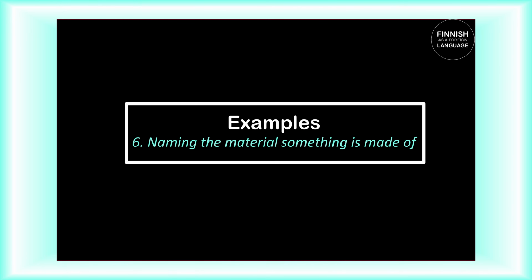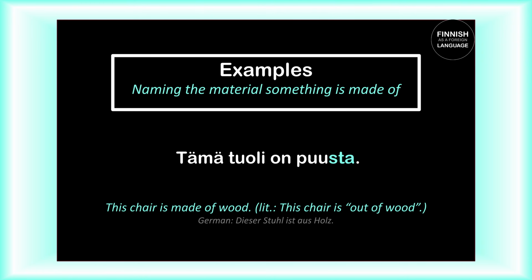Alright, next situation, expressing the material something is made of. Here's one example. Tämä tuoli on puusta means this chair is made of wood. So tämä tuoli means this chair, on is, and puusta is the elative case of the word puu, which here means wood. So tämä tuoli on puusta means this chair is made of wood.